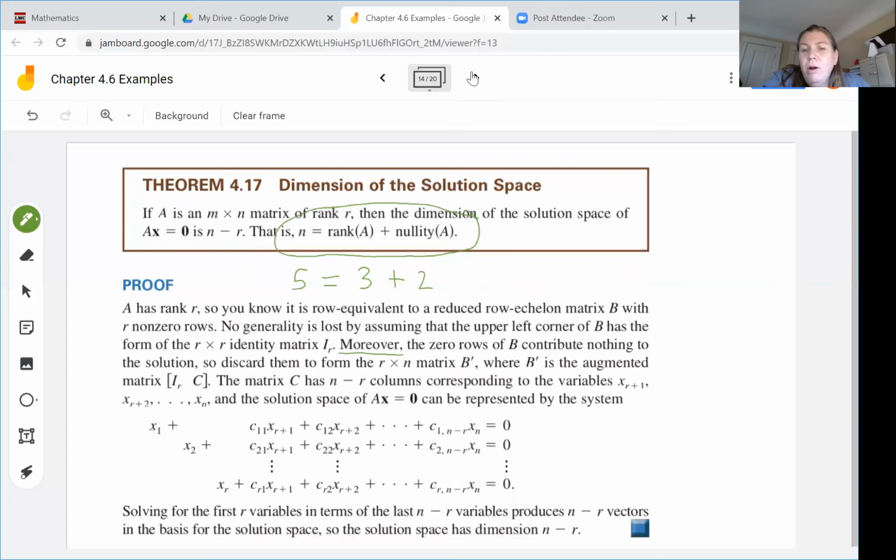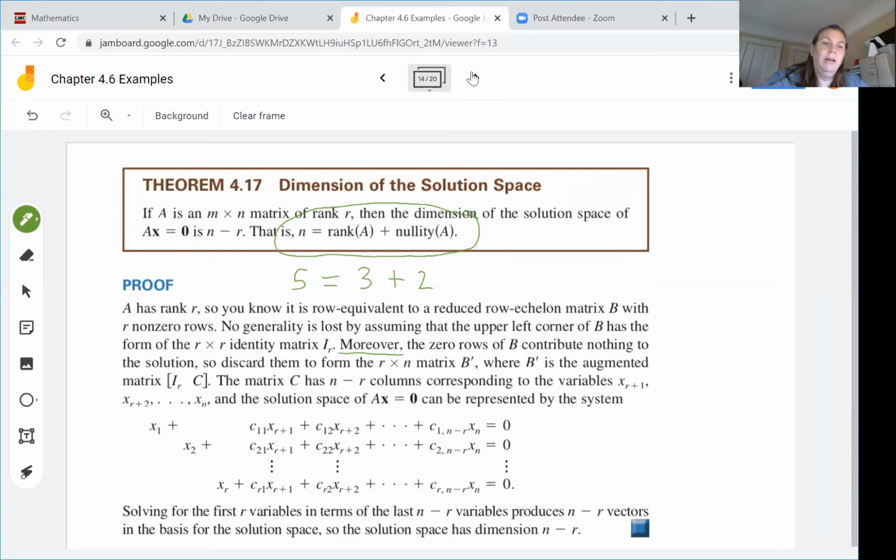to form the R by N matrix B prime, where B prime is the augmented matrix that is the identity matrix with C augmented to it. So this matrix C has n minus R columns corresponding to the variables x r plus 1, x r plus 2, and so on. And the solution space of AX equals 0 can be represented by this system here.